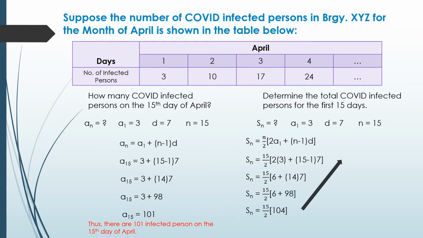So 104 can be divided by 2. So 104 divided by 2 is 52. Then 52 will be multiplied by 15. Multiplying 15 by 52, the result is 780. So this 780 is the total COVID-infected persons for the first 15 days, or from April 1 to April 15.